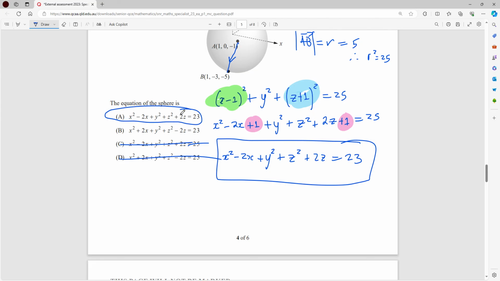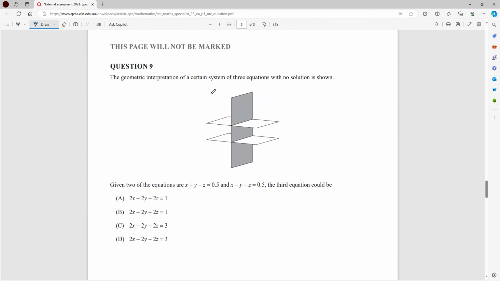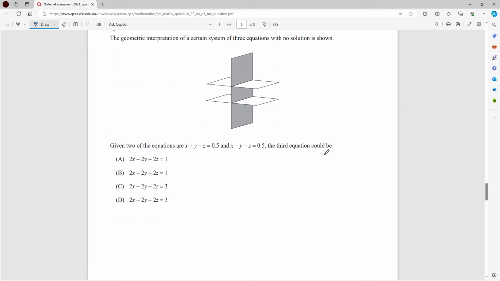Okay? Right. So let's take a look at the next question now. Question 9. The geometric interpretation of a system of 3 equations with no solution is shown. Given the two equations are x plus y minus z is 0.5 and x minus y minus z is 0.5, the third equation could be. This one is tricky at first because there's 2 possible answers you could pick. There's one correct one, but there's 2 main ones a lot of students will pick.